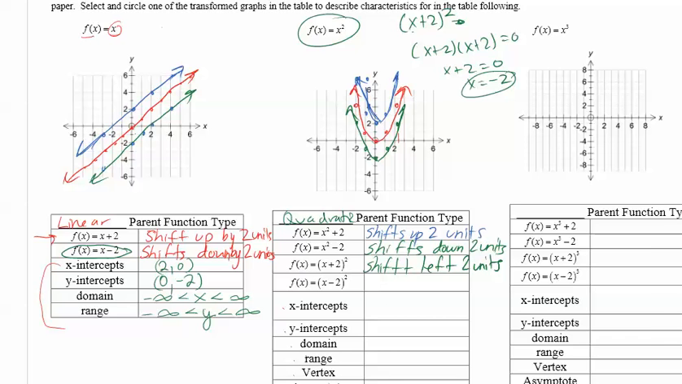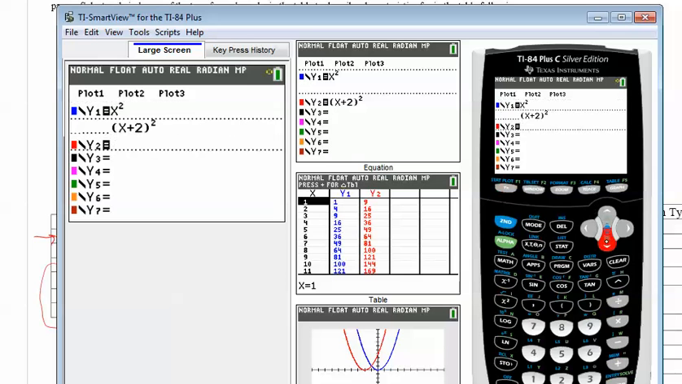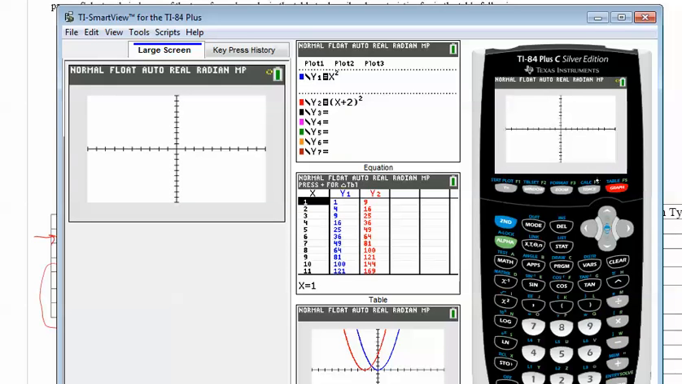Okay, so what do you think is going to happen when we subtract 2? So let's look at it. Let's go back to our y editor, and I'm going to go down and change that plus sign to a minus sign. Make sure you don't change it to a negative, but that you change it to a minus, because if you change it to a negative, it's going to multiply it and cause your function to be incorrect. Okay, so let's graph it.